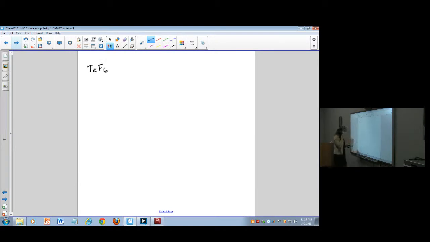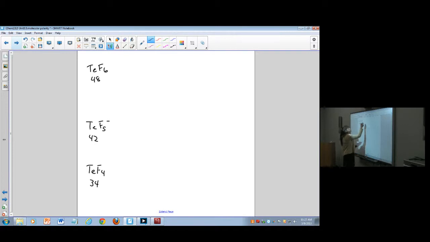So let's do TeF6. Hopefully I can be neat and do this all in one screen. TeF5 minus and TeF4. This has 48 electrons. Let me just make this point: this has 48, this has 42, and this has 34. We'll come back to those in a few minutes.